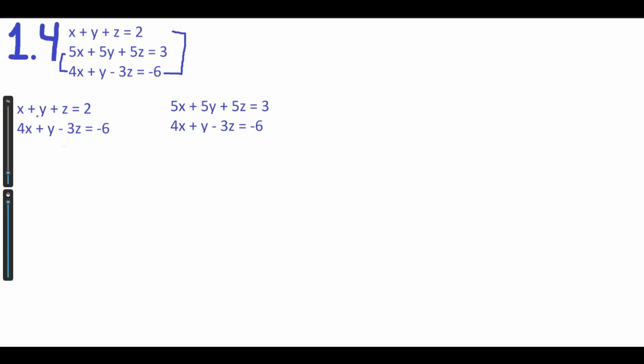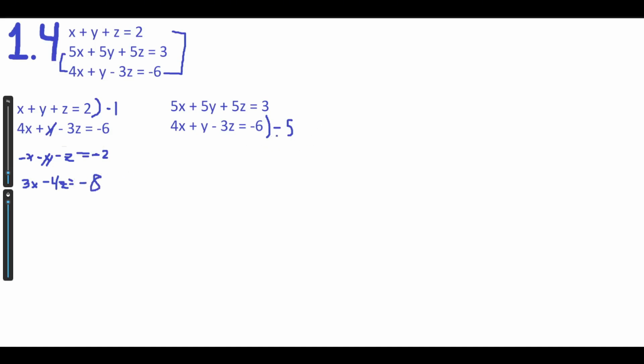So I'm just going to multiply this top equation by negative 1 and then this equation here by negative 5. So I'll start with the left. So all of this multiplied by negative 1, we get negative x minus y minus z equals negative 2. And then adding that down, the y's cancel. Then we get 3x minus 4z equals negative 8.